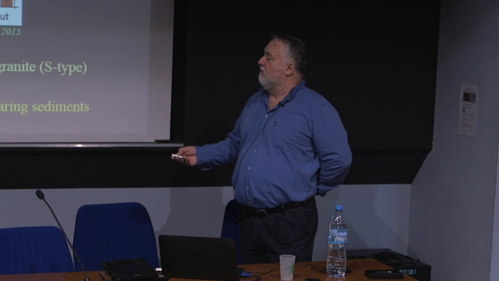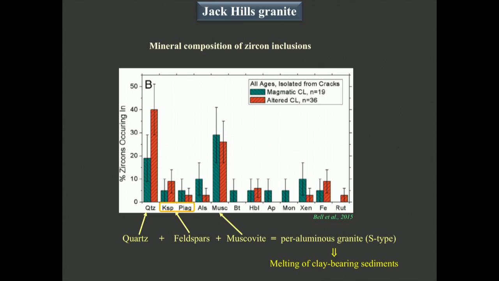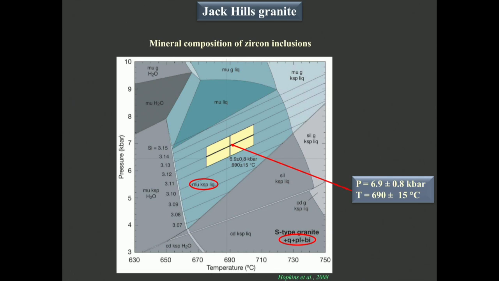So what we can see here is that the source of this granite was some sediment, and sediment rich in clay minerals. Now, if we try to take this mineralogical evidence in pressure temperature diagram, we can see that the place where we can have quartz, plagioclase, biotite, muscovite, and K feldspar is this field here. And if we consider the silica content of the magma here, we have a field of pressure temperature that is around 700 degrees, which is consistent with the titanium data, and a pressure of 7 kilobar. So, okay, these are the conditions of genesis of this granite at low temperature.